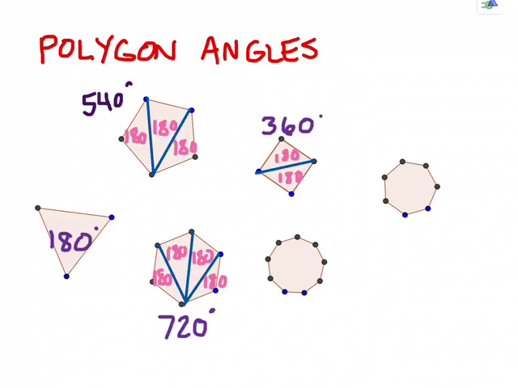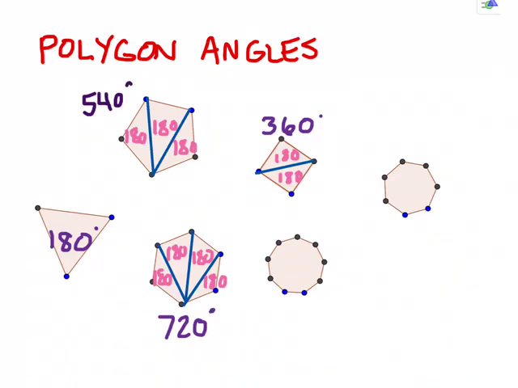Now, if you're really on it, you may have noticed a pattern already, which is that the number of triangles that fit inside of a polygon seems to be 2 less than the number of sides. So a triangle with 3 sides has 1 triangle inside of it. That's 2 less than 3. A quadrilateral with 4 sides has 2 triangles inside of it. That's 2 less than 4. A pentagon with 5 sides has 3 triangles inside of it. And a hexagon with 6 sides has 4 triangles inside of it.